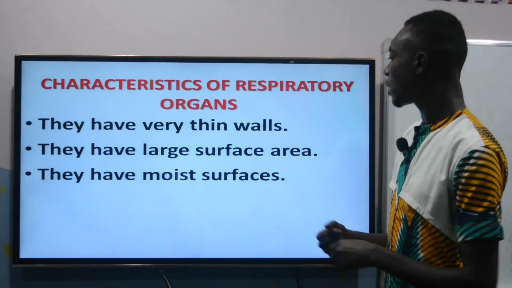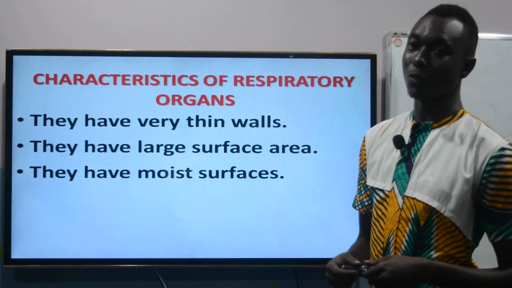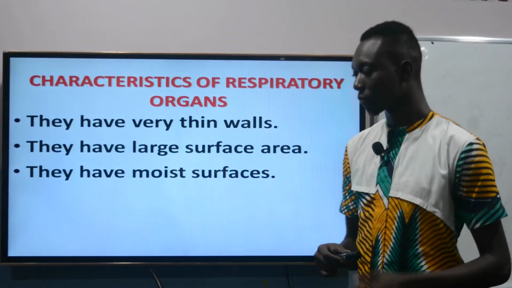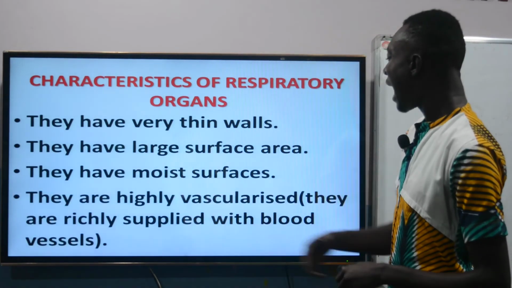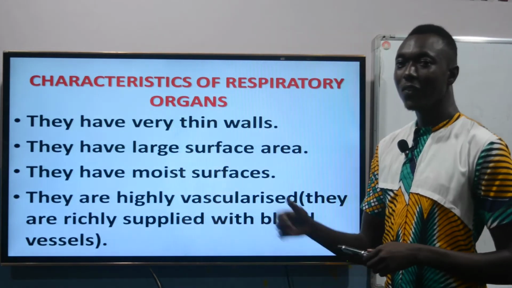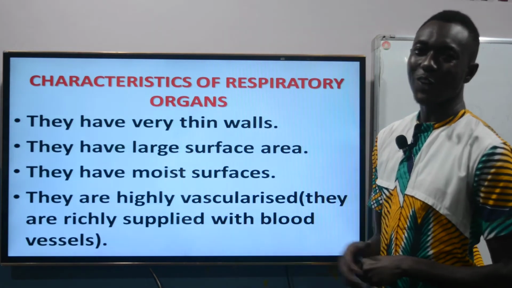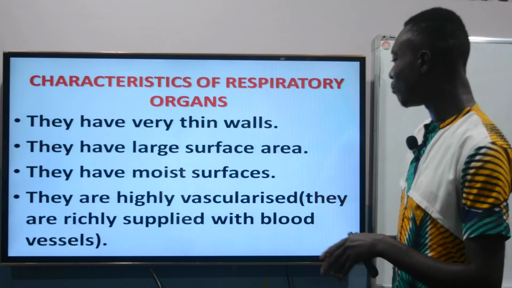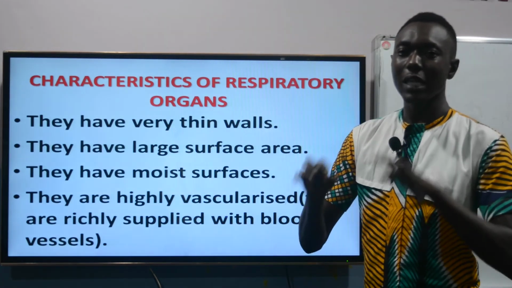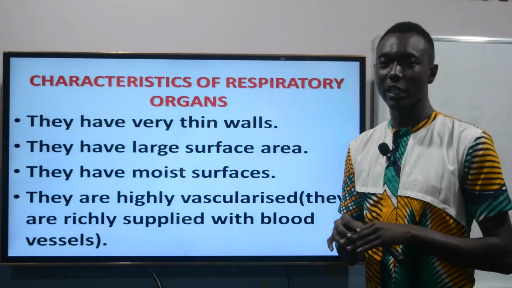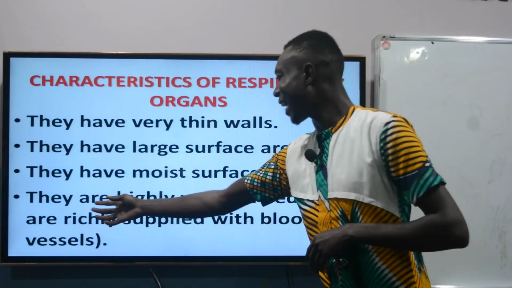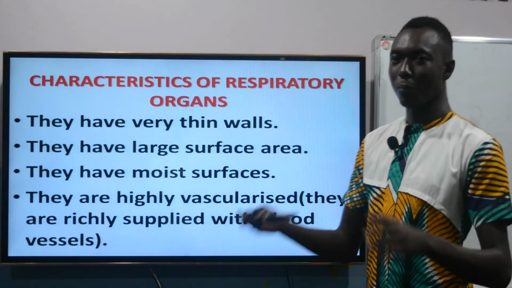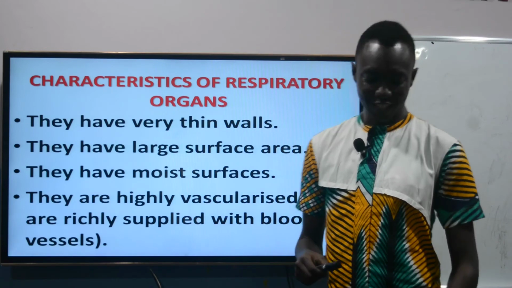They also have moist surfaces. Moist is also termed as wet, all right? Meaning a bit of fluid is found on their surfaces. They are highly vascularized. Please don't be confused with this word. It's very simple and easy. What we mean by this is that they are richly supplied by blood vessels, meaning there are lots and lots of blood vessels connected to these respiratory organs. So if you forget this, you can still write that they are richly supplied with blood vessels. All right? Good.